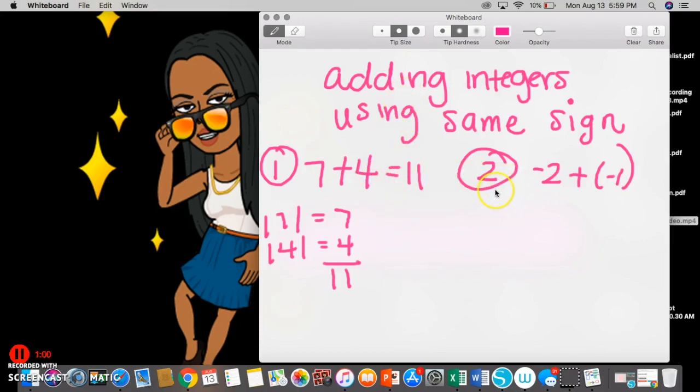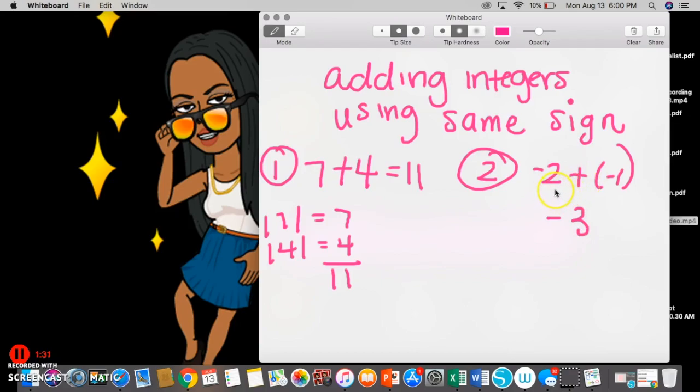In this example also, negative 2 plus negative 1. You can take the absolute value so that you can add the absolute values. However, here I automatically see that both of these signs are the same. You have a negative 2 plus a negative 1. Remember, parentheses are used to separate the operation and the number. In this case, the operation is addition and the number is negative 1. Negative 2 plus negative 1 equals a negative 3.